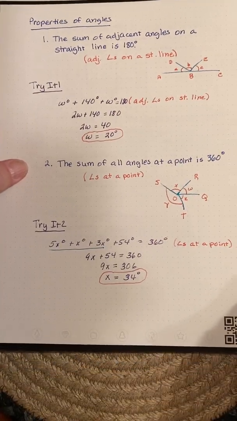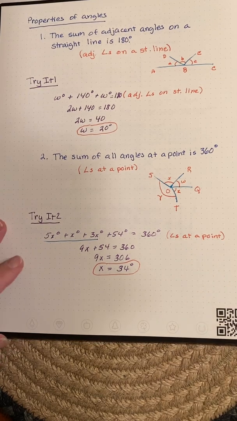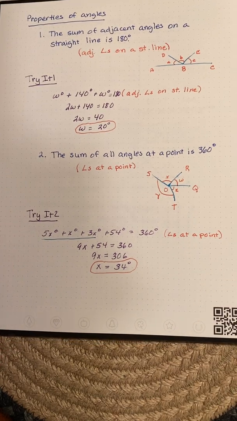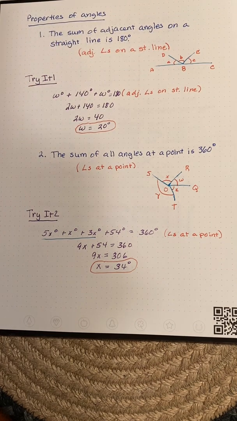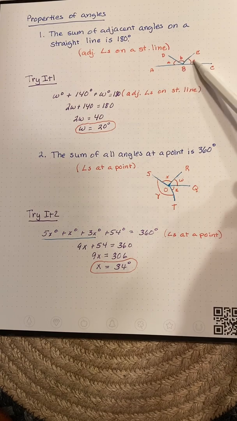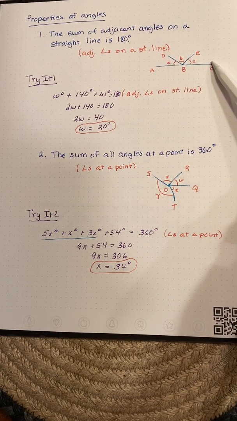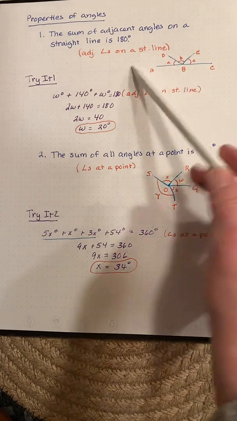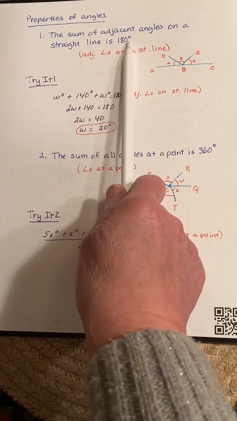Okay, continuing. Now here's our first major property. We had vocabulary and definitions, and now we're moving on to properties. So the first property we're going to look at is that the sum of adjacent angles on a straight line is 180. So we're talking about those supplementary angles. In this case, we have 3 angles that are supplementary because they all are on the same line and they form a straight line. So here's the property: adjacent angles on a straight line all total 180.